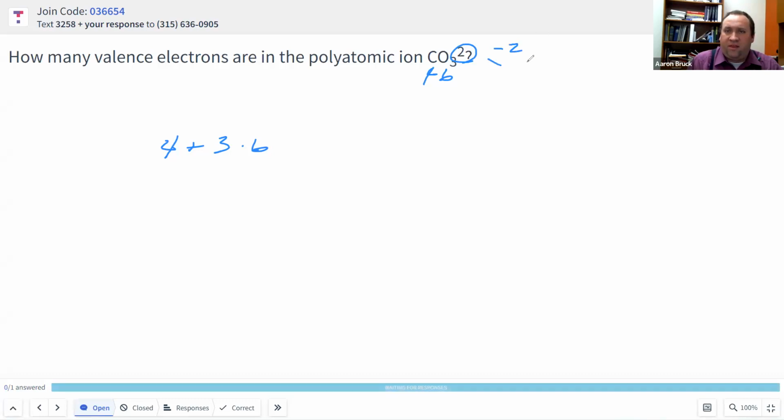Well, this is telling us something about the electrons themselves. It's telling us that we have 2 extra electrons. So we have to put that into consideration. So 4 plus 18 plus 2 gives us a total of 24 electrons.